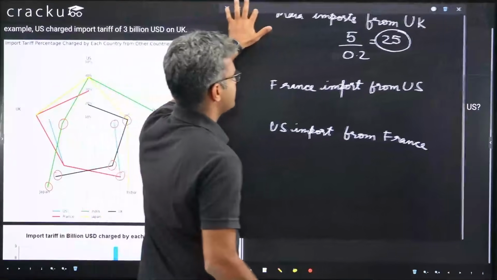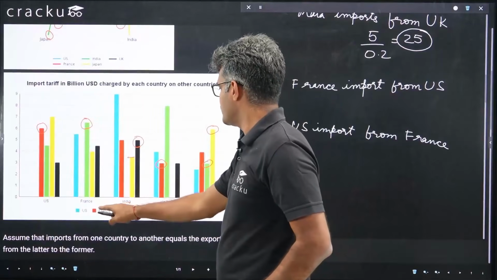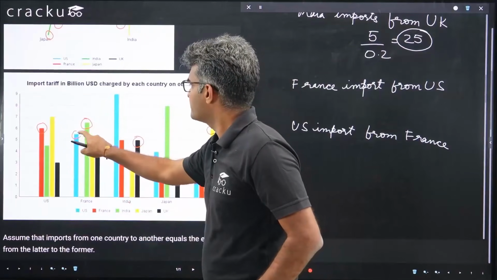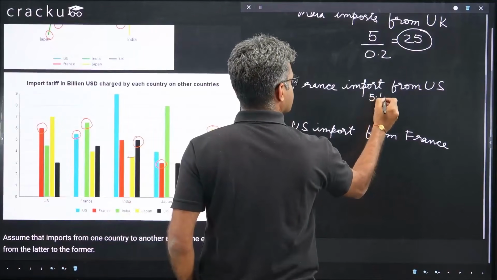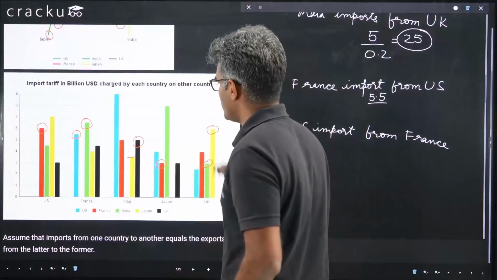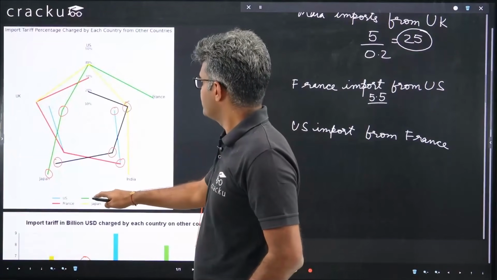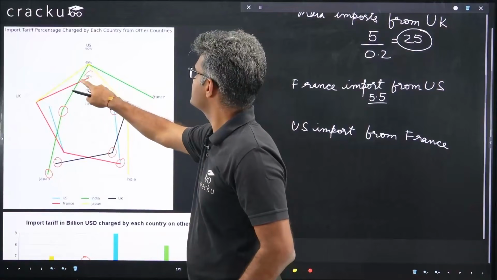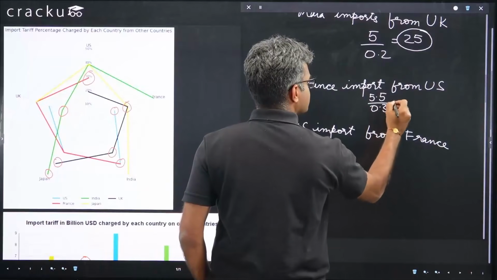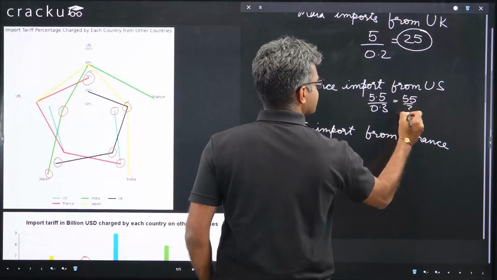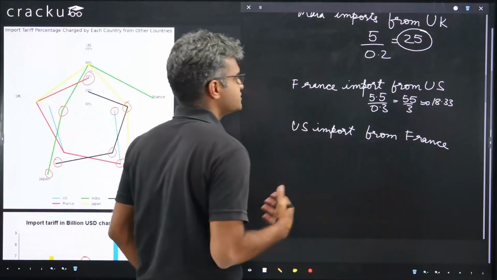What is the total amount France imported from US? Let us look at the import tariff. This is France, US is blue. So we are looking at 5.5. So they charged 5.5 and you divide it by what is the tariff that France imposed on USA. France is red, this is USA, this is over here. So it is 5.5 divided by 0.3, which is equal to 55 by 3, which is approximately 18.33 billion. This is how much France imports from US.